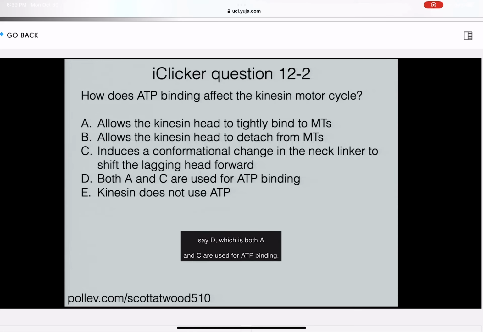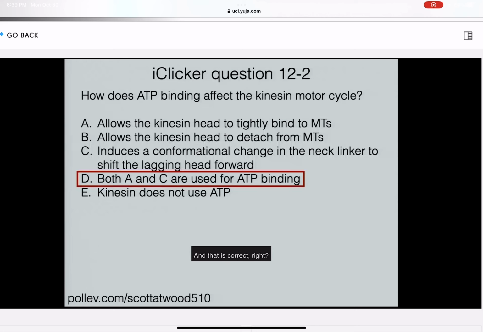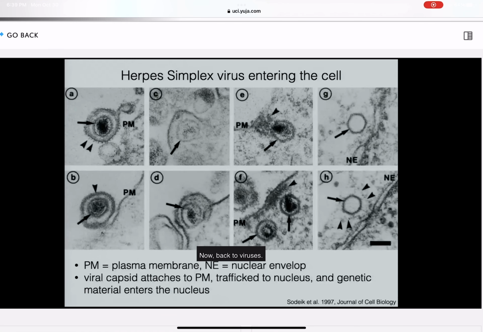You can see that about 65% of you say D, which is both A and C. ATP binding allows the kinesin head to tightly bind to microtubules, and induces a conformational change in the neck linker to shift the lagging head forward. And that is correct, right? ATP binding essentially allows for both of these things to occur. Okay? Good job.